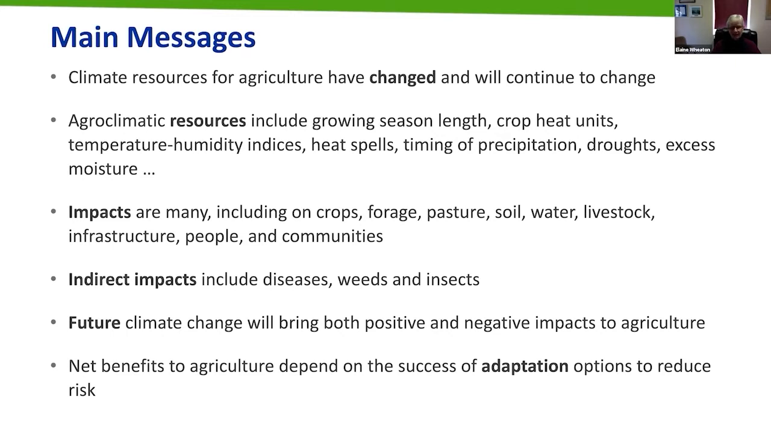The impacts of those agroclimatic resources are very many. And as I mentioned, I'll emphasize the crops, forage, pasture, soil and water impacts, which are really important. Now, those are the direct impacts. The indirect impacts are probably even more numerous and are aspects such as diseases, weeds, and insects. We're out looking in the field for all of those. Now, we know from a lot of research that future climate change will bring both positive and negative impacts to agriculture. The multi-billion-dollar question is, what are the net benefits to agriculture? And they really hinge upon the success of those adaptation options to reduce the negative impacts.